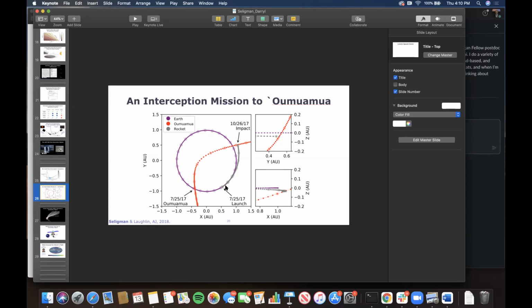I hope that we're in the situation in several years where we're choosing between exciting interstellar objects that we can get to. But I think for now, we just need to get a better handle on what the population actually looks like.